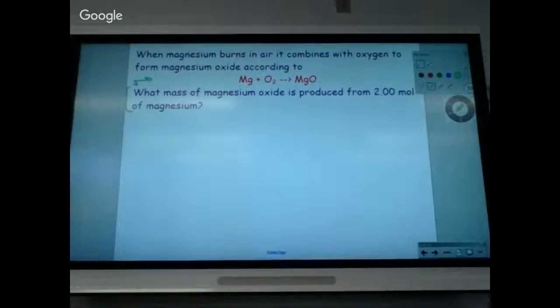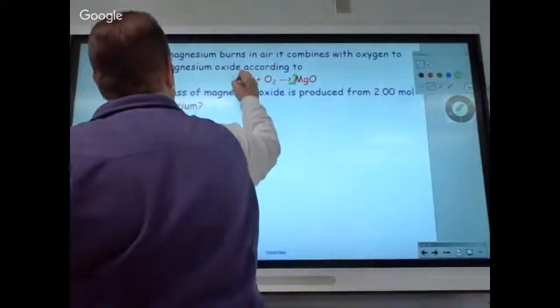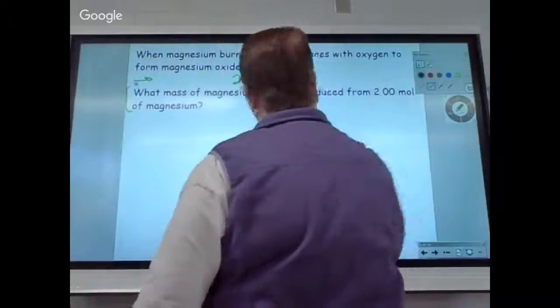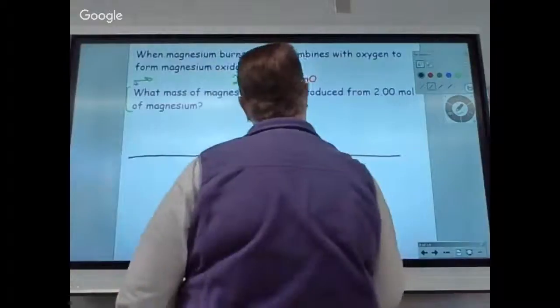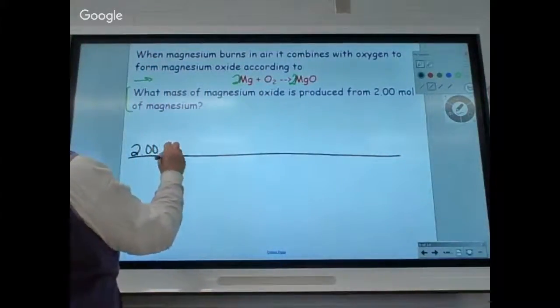Yes, Annabelle. All right, have we got it? This type of equation is written for us, so we don't have to write the equation. Is it balanced? No. So what are we going to put in front of MgO? 2 in front of MgO and then 2 in front of Mg. Fabulous. All right, so what do we know? 2.00 moles of Mg.